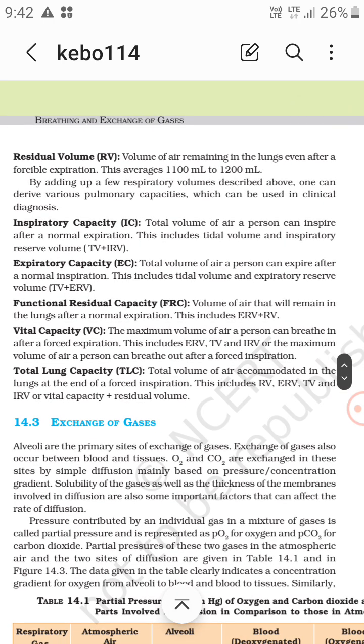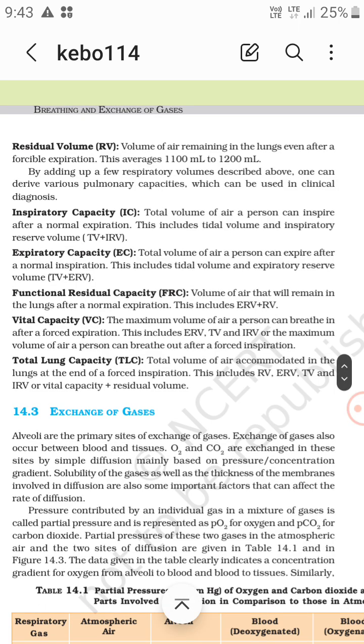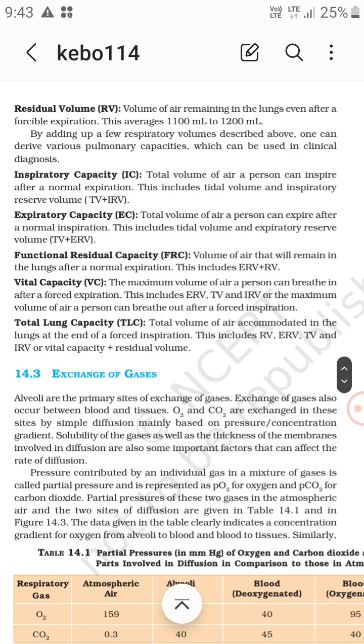Now the expiratory capacity is the total volume of air a person can expire after a normal inspiration. It means you can expire forcibly. So it includes the tidal volume and expiratory reserve volume.